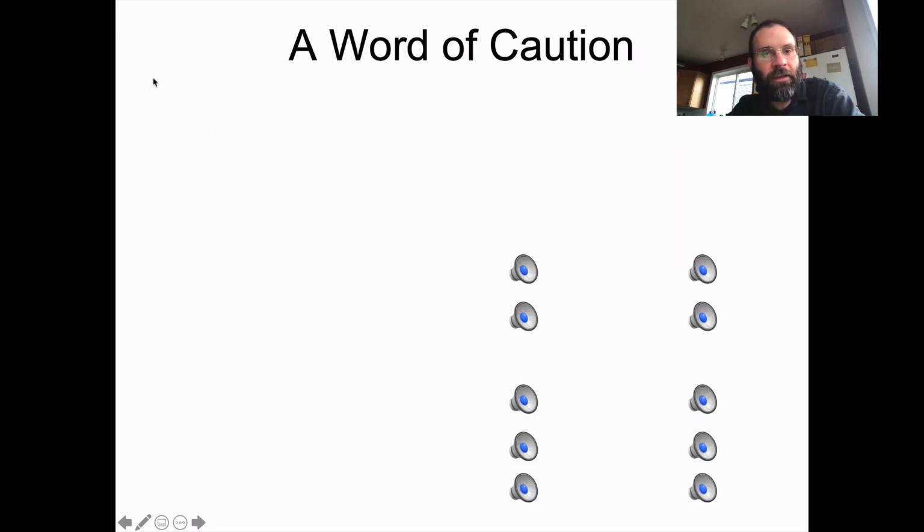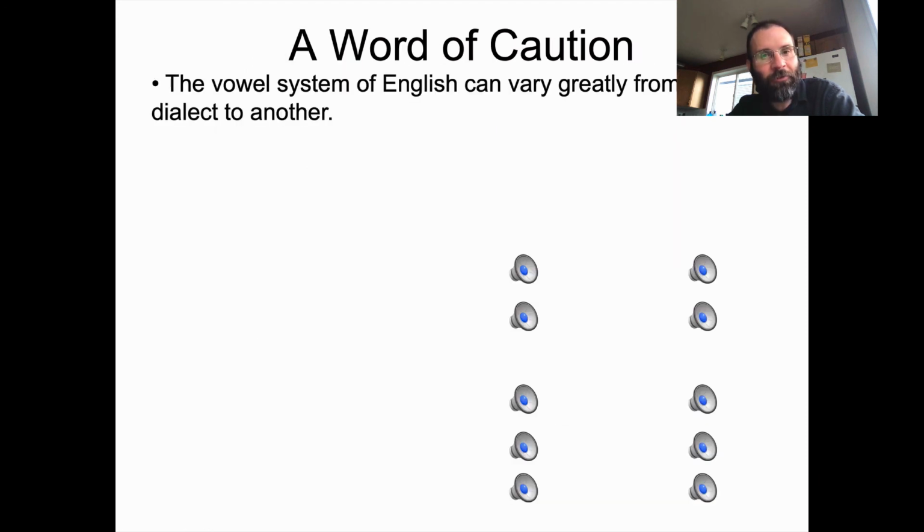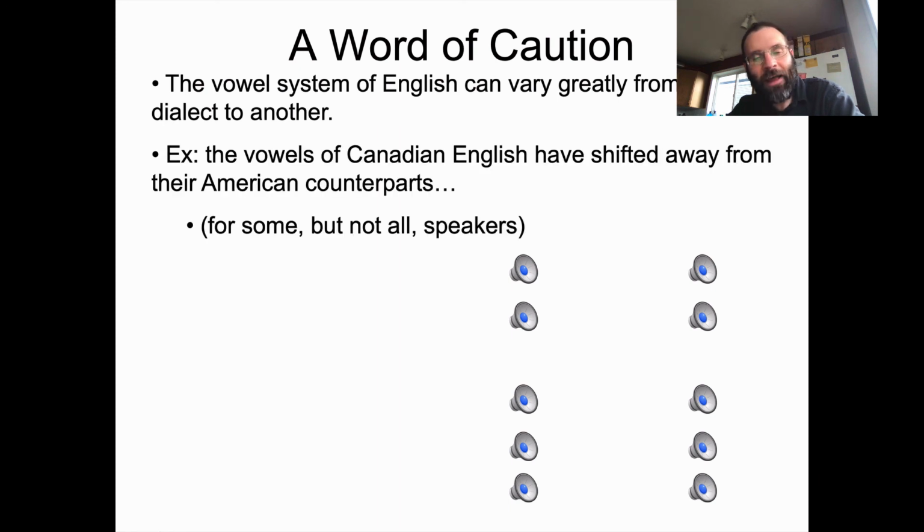I talk about the Canadian shift, though, in 341. I'll just briefly revisit it here. So the vowels of Canadian English have shifted in the opposite direction of the Great Lakes shift because, I don't know, maybe Canadians don't want to be confused with somebody from Wisconsin.